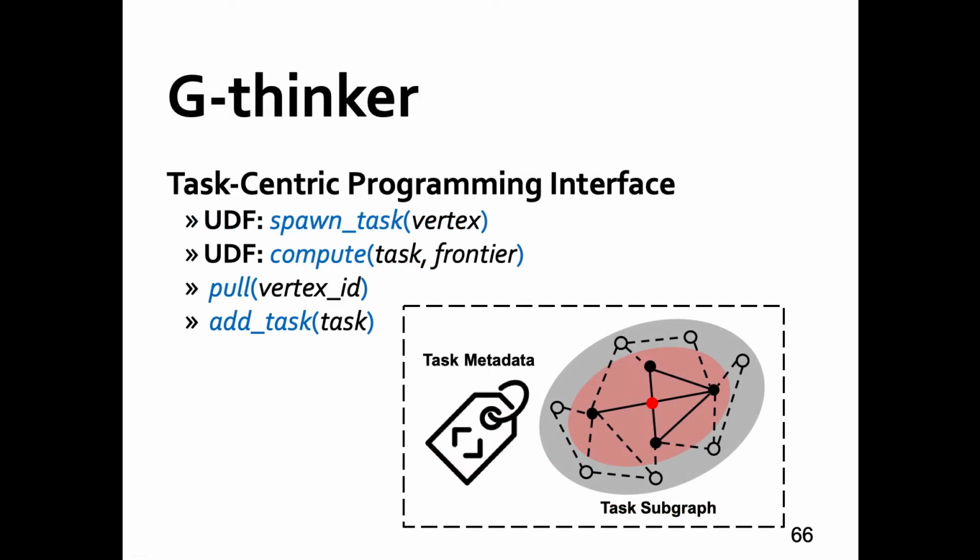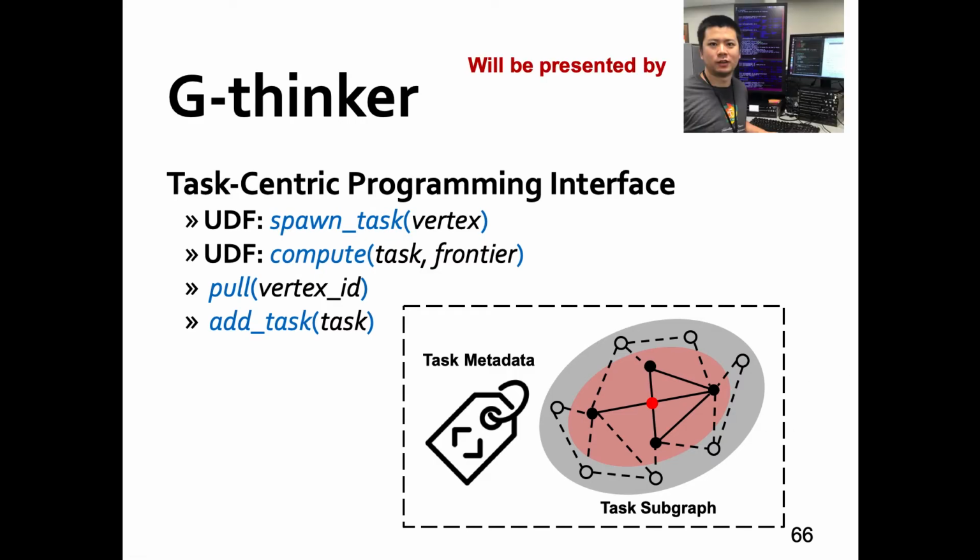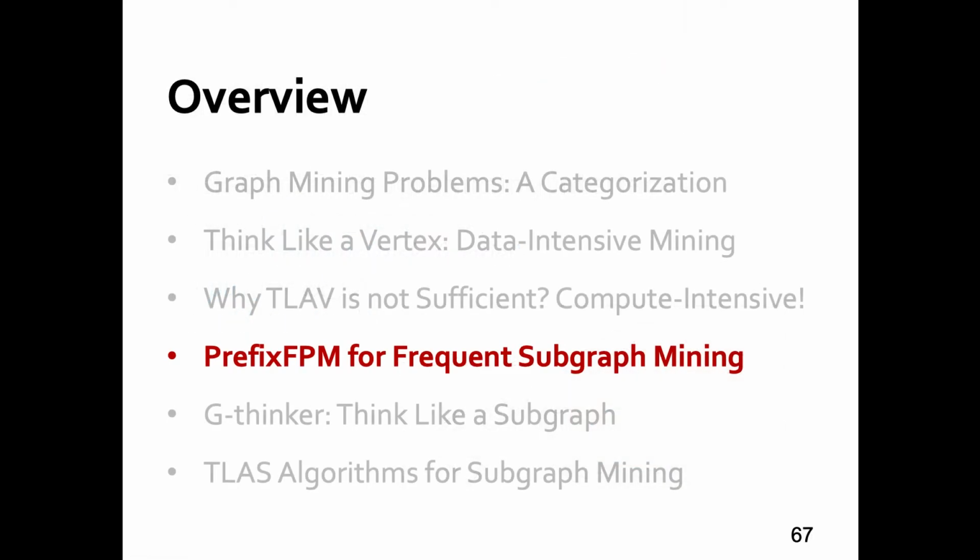Our G-thinker system addresses the dense subgraph mining problem by spawning tasks from individual vertices to grow candidate subgraphs for mining. And the big tasks can be decomposed into smaller tasks to divide the workload by multiple CPU cores. G-thinker will be presented in detail by Guimu. In the last part of my talk, I will introduce how we design PrefixFPM, our compute-intensive framework for frequent pattern mining, which can be used to mine frequent subgraph patterns from a database of graph transactions.